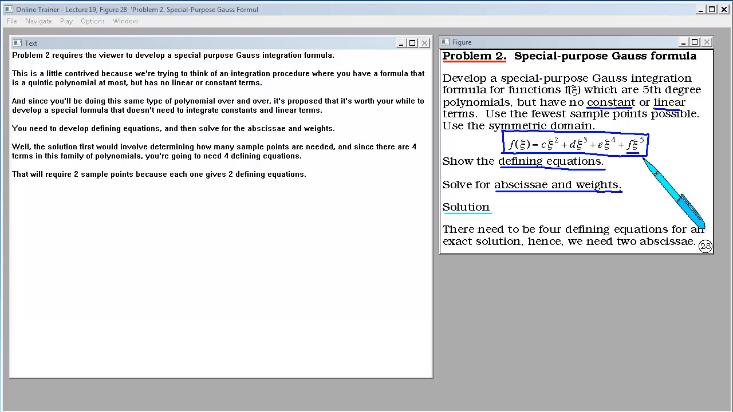Well, the solution first would involve determining how many sample points are needed, and since there are 4 terms in this family of polynomials, you're going to need 4 defining equations. That will require 2 sample points because each one gives 2 defining equations.